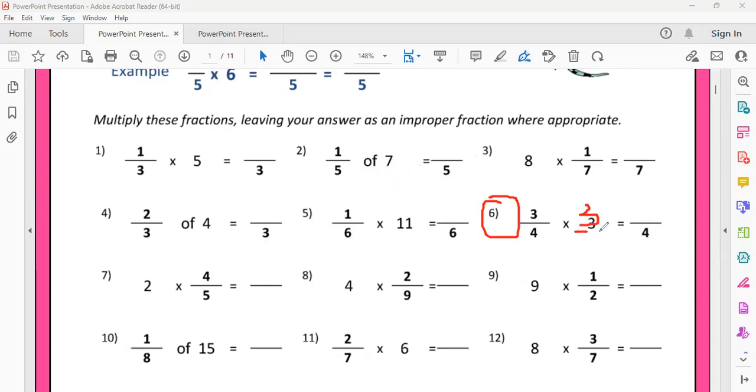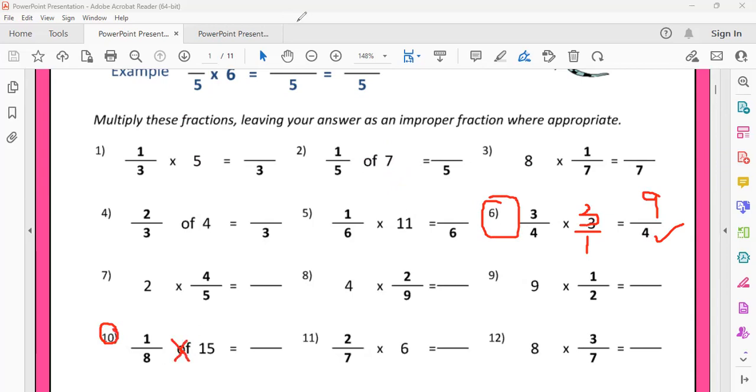This is 3 over 1. So what's the answer there? Very good. 9 over 4. Okay. Let's do number 10. 1 over 8 of 15.